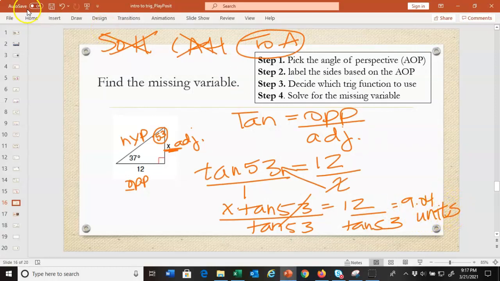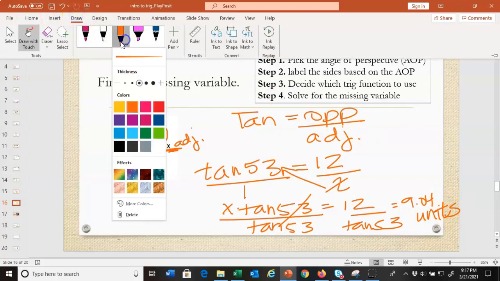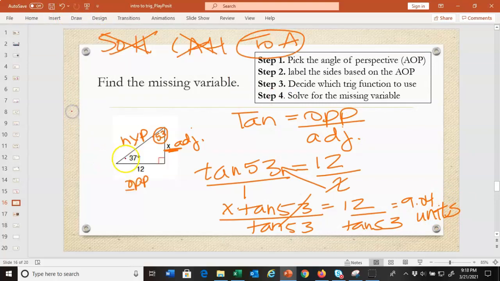And I want to show you something this time, you guys. I want to show you what would happen if you did pick 37. So let's try it with 37. We would need to label this opposite and adjacent. So we still have O and A, right? So we're going to do tangent of 37 equals opposite over adjacent.